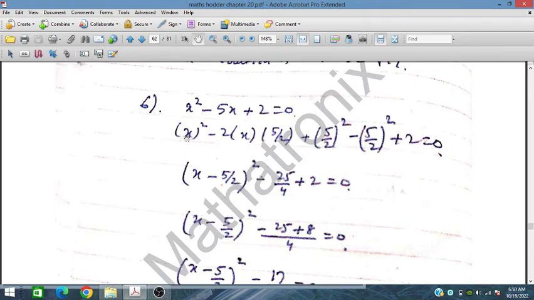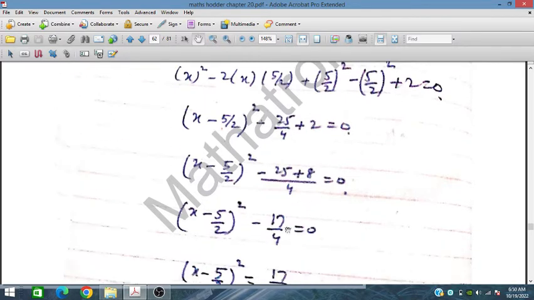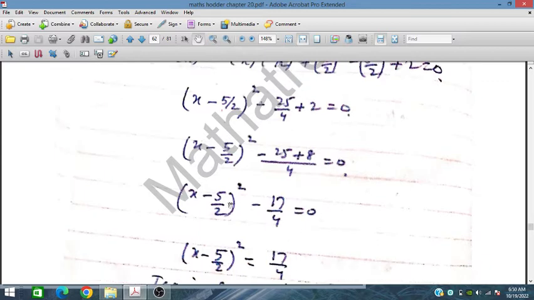From this to here we have a minus b whole square. This is 25 upon 4, and this is plus 2. We take out the LCM, 4 times 2 is 8, and this is minus 17 upon 4. So this is x minus 5 upon 2 whole square.